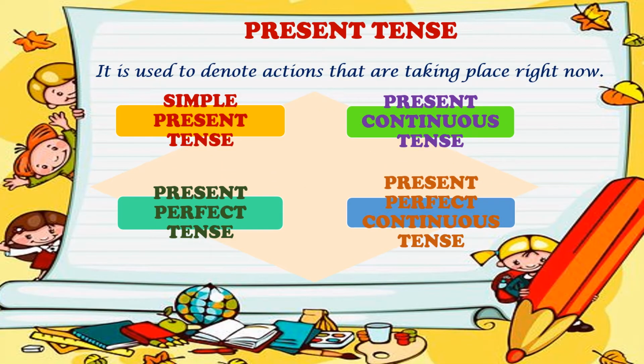So let us concentrate on present tense. It is used to denote an action that is taking place right now, and it is further divided into simple present tense, present continuous tense, present perfect tense and present perfect continuous tense. Let's do a deeper study about it.